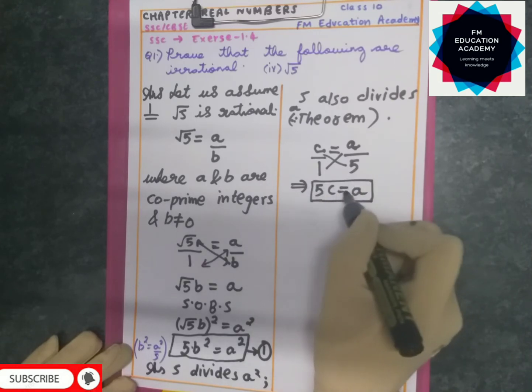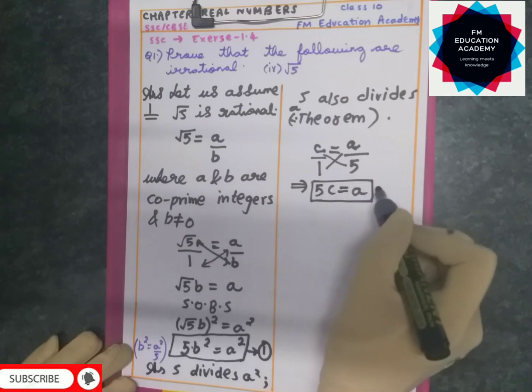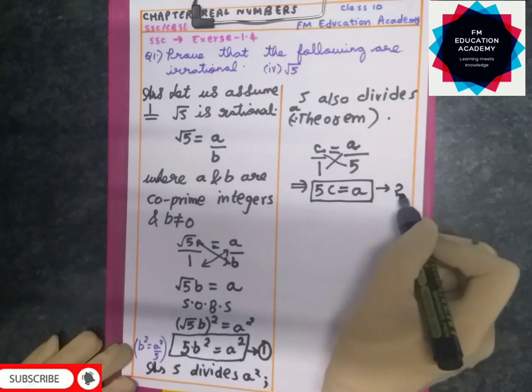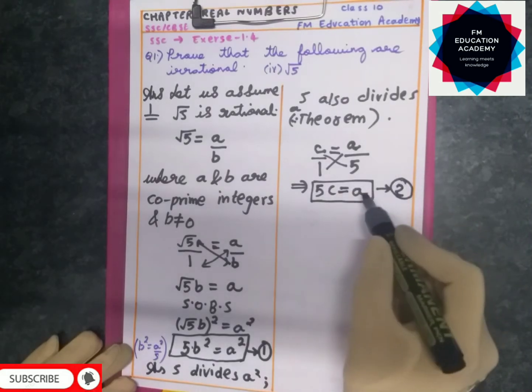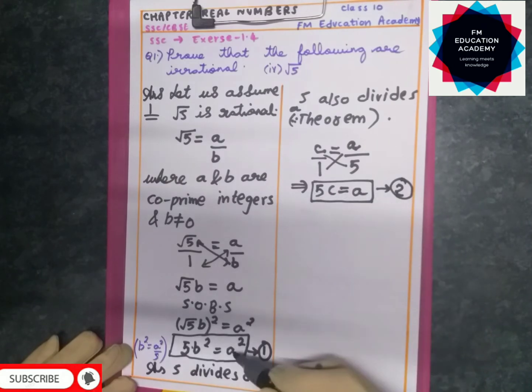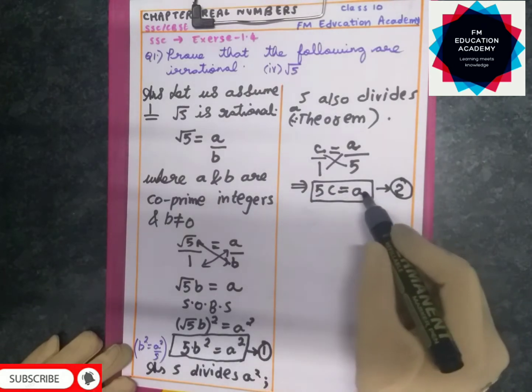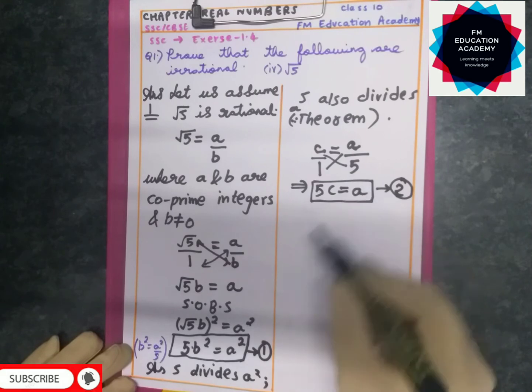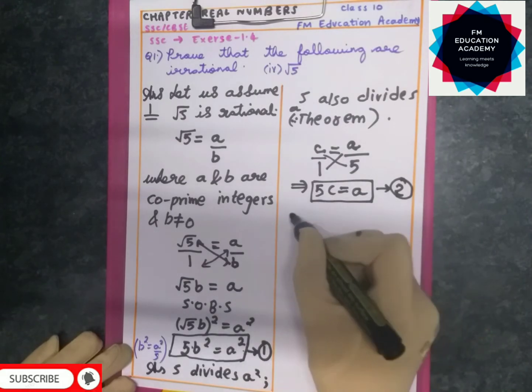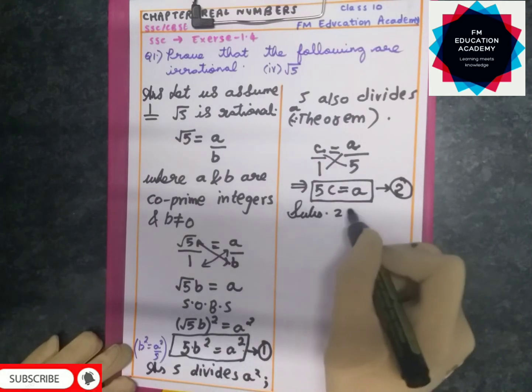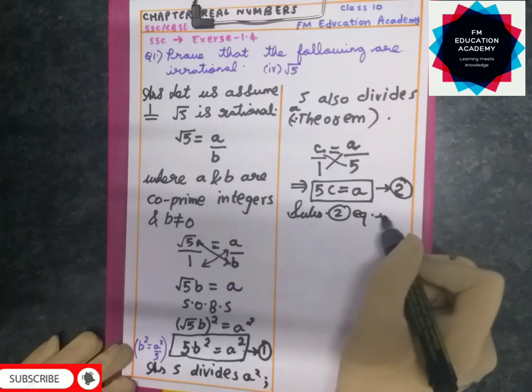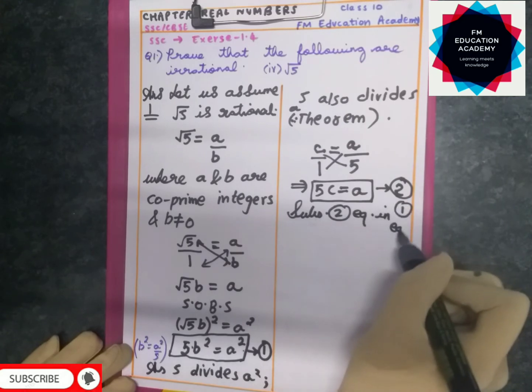Now again I cannot do anything in this, right? So what I'll do is I'll put it in a box and write that as equation 2. Now I got the value of a as 5c, and here I have a square. So I will substitute this value of a in the first equation. Substitute the second equation in the first equation.